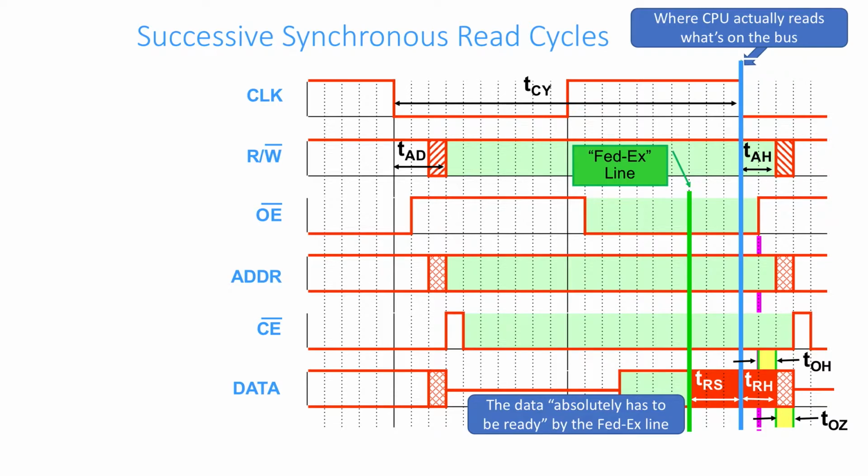An important thing to look at here is what Professor Meyer has dubbed the FedEx line. Remember, all of this is trying to make sure that we don't violate setup and hold times. And the FedEx line says that you need to have the data ready on the data bus by this FedEx line, or else you're going to violate the setup time for the CPU. This line is just drawn by looking at the falling edge of the clock, taking the setup time for the CPU, and that gives you your FedEx line.